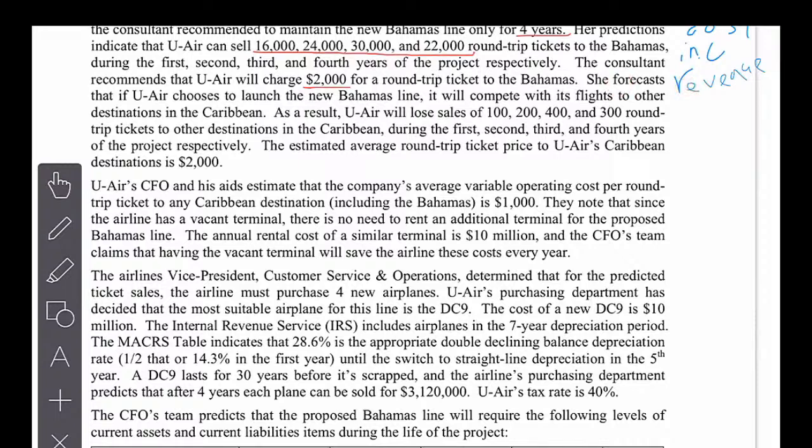She forecasts that if UAir chooses to launch the new Bahamas line, it will compete with its flights to other destinations in the Caribbean. As a result, UAir will lose sales of 100, 200, 400, 300 round-trip tickets to other destinations in the Caribbean during the first, second, third, and fourth years of the project, respectively. The estimated round-trip ticket is also $2,000. So what are these?